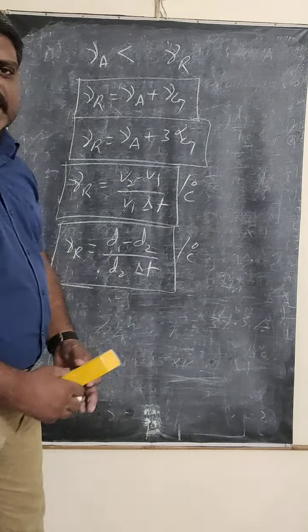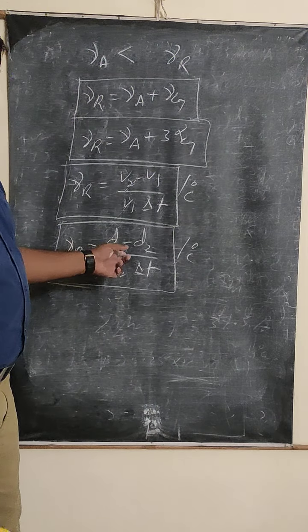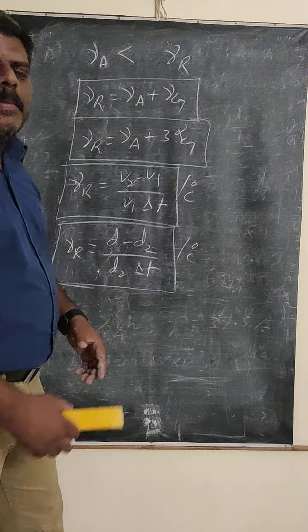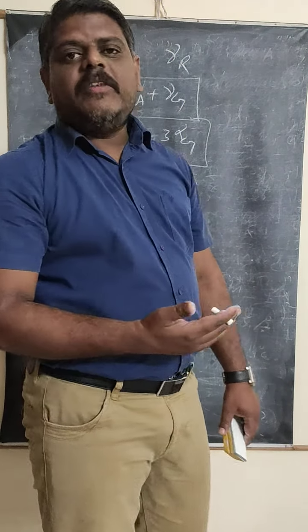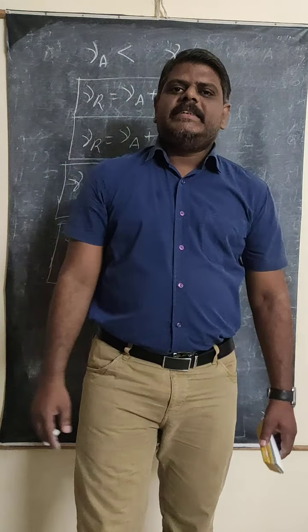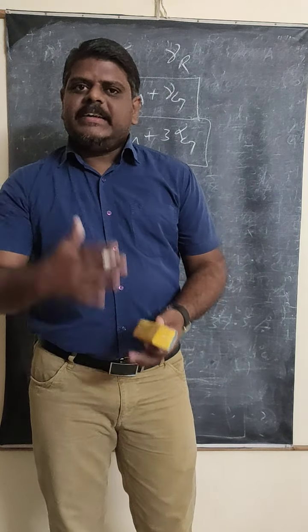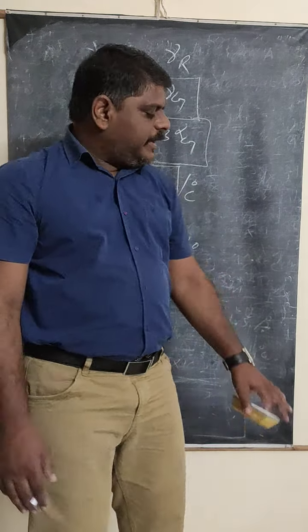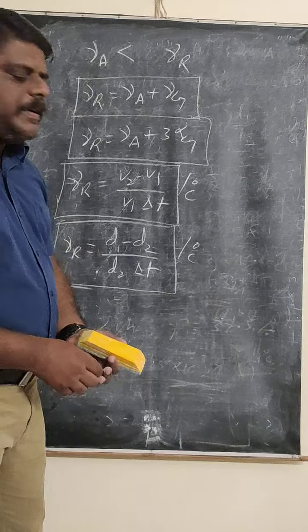If I find the final density, D2 equals D1 into 1 minus gamma R into delta T. Why do we have the minus? Because when the temperature increases, the volume increases and the density decreases. So this is the concept you have to remember.